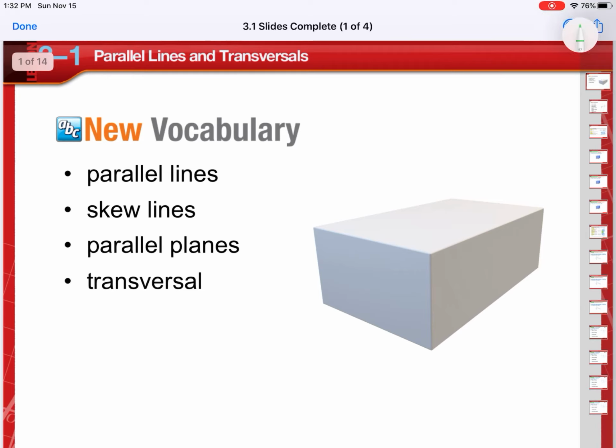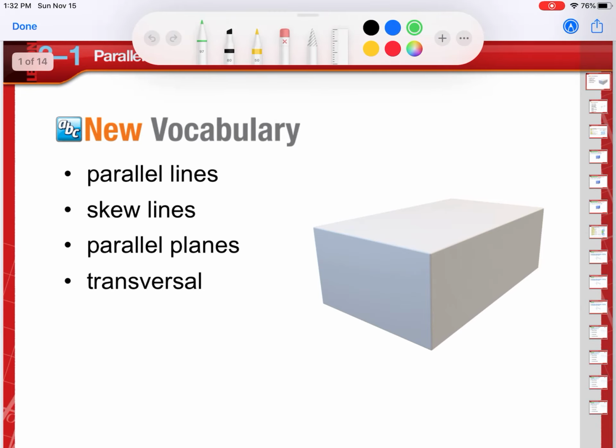All right, so today we are going to be talking about parallel lines and transversals. A lot of this is going to be review for you all, so I'm going to try to move pretty quickly through the vocabulary. If you need to pause to write examples in your notes, please feel free to do so. So let's get started. We have 4 new vocabulary terms. There's a lot of them today, but the vocab is the bulk of the lesson.